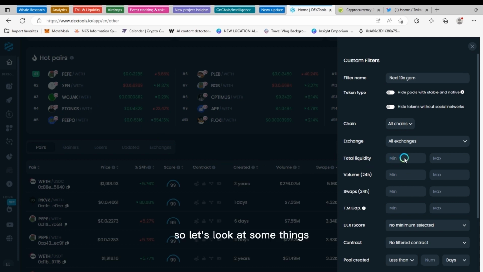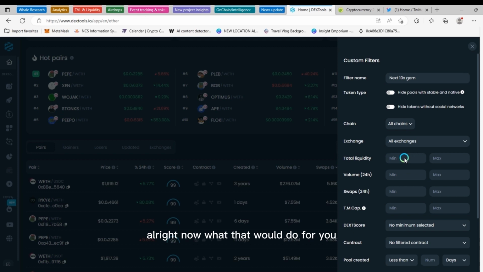So let's look at some things that you might want to consider. You might want to look at liquidity. All right, for most of these projects, you want to look at projects that have a market cap less than $1 million, because 10x from $1 million, you're talking about $10 million. So if you're going to 10x your capital, it means the market cap is going to 10x. So it's either you're buying projects between $20,000 in market cap and then to $1 million at most.